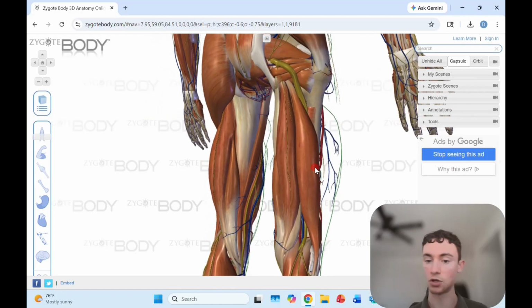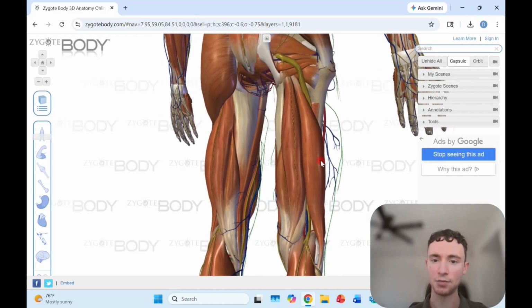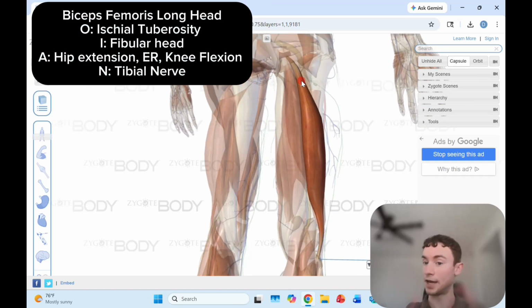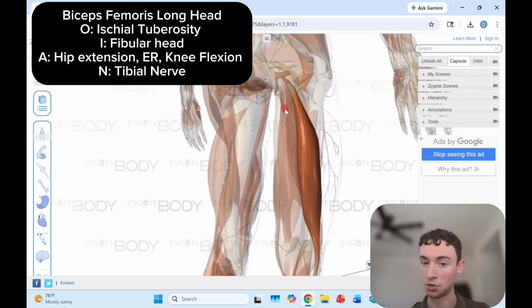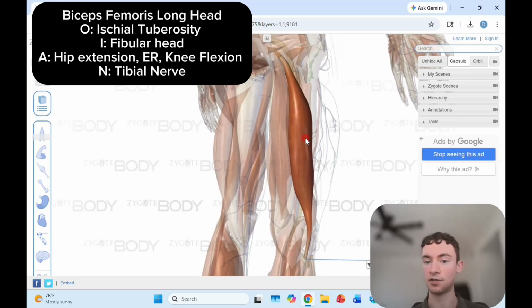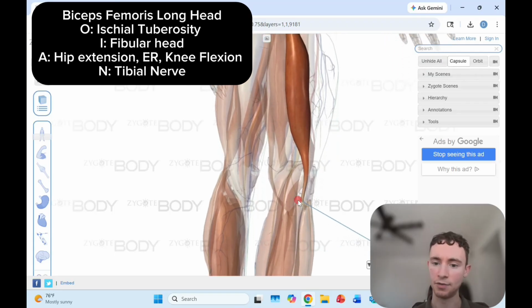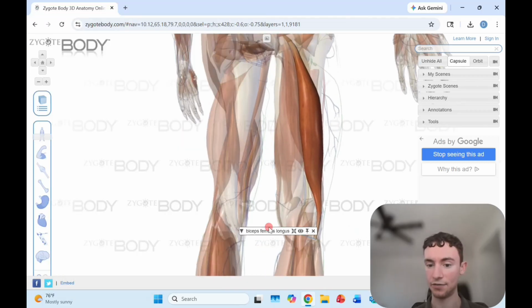The hamstrings are also three muscles, and the most lateral, we'll start with this one, is the biceps femoris. All the hamstrings attach up here proximally to the ischial tuberosity. The biceps femoris is unique because it has two heads, and it's actually dually innervated. The long head is innervated by the tibial nerve, and then comes down to attach to the head of the fibula, right here.